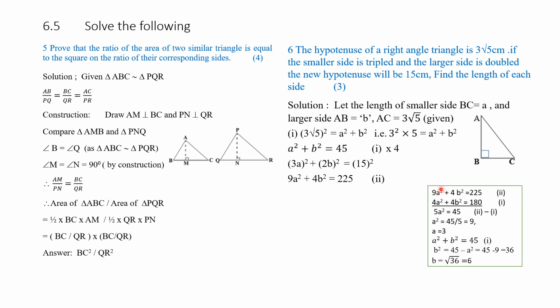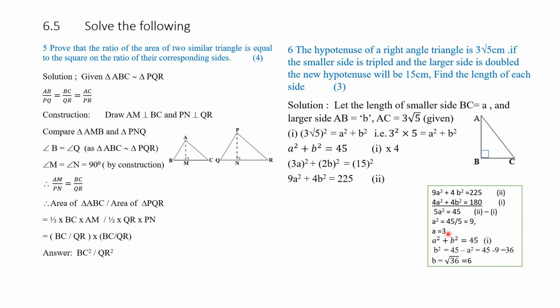Now subtract these two, the 4b square and 4b square get cancelled. So 9a square minus 4a square is equal to 5a square, that is equal to 225 minus 180, that is equal to 45. That is equation 2 minus equation 3. Hence, 5a square is equal to 45, or a square is equal to 45 by 5, that is equal to 9. Therefore, taking square root, a is the square root of 9, that is equal to 3.